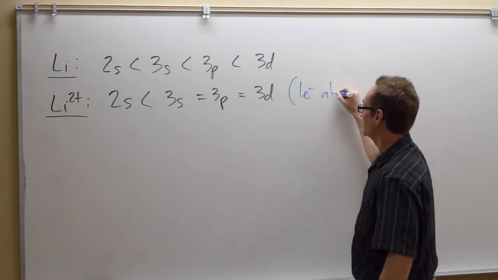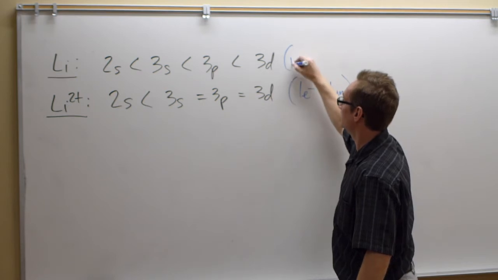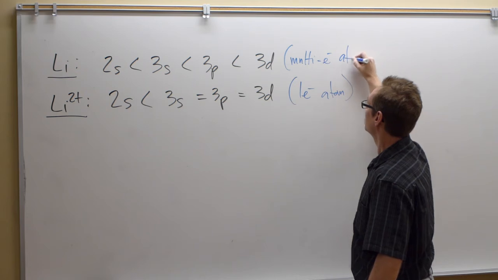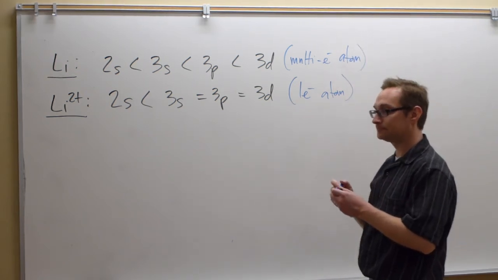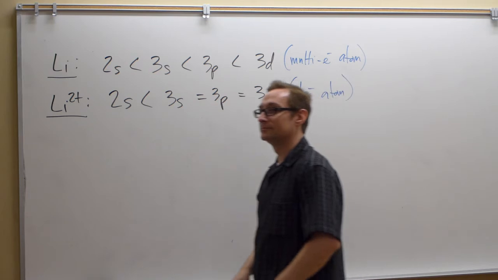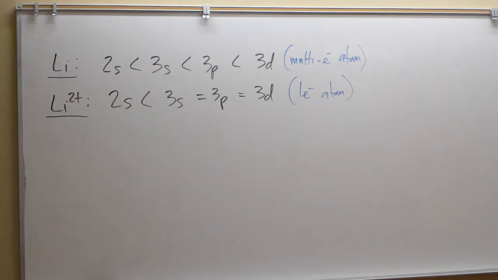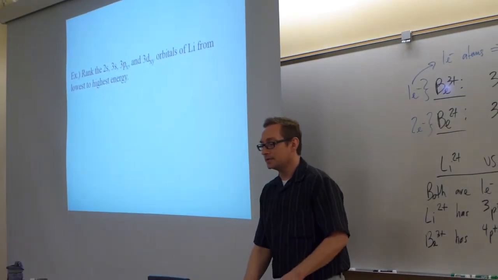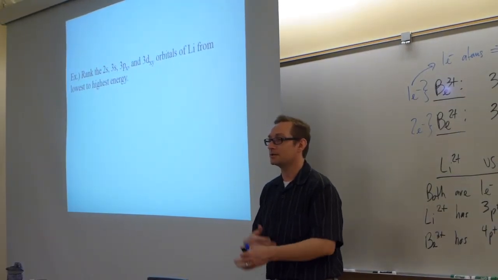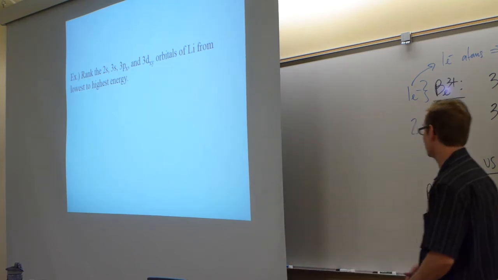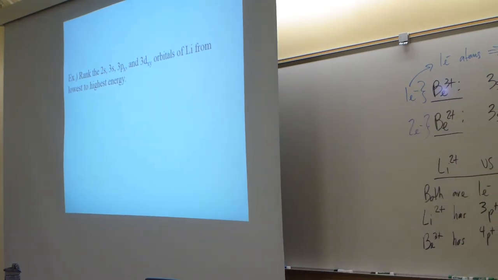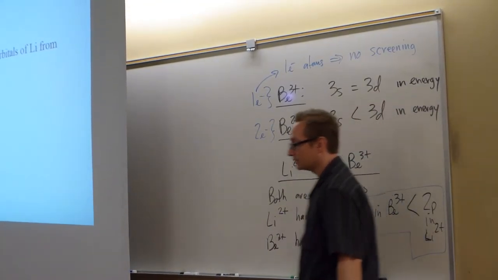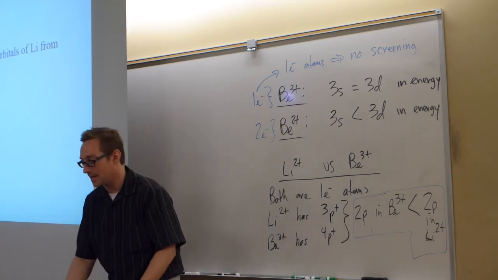One-electron atom versus multi-electron atom. All of this is because of the screening that goes on. If there's no screening, then it's Coulomb's law. But if there's screening, then you have to think more about the quantum nature of things. So lithium 2+ versus 3+, these are both one-electron atoms, so it boils down to Coulomb's law, right? But with multi-electron atoms, you get the quantum effects.